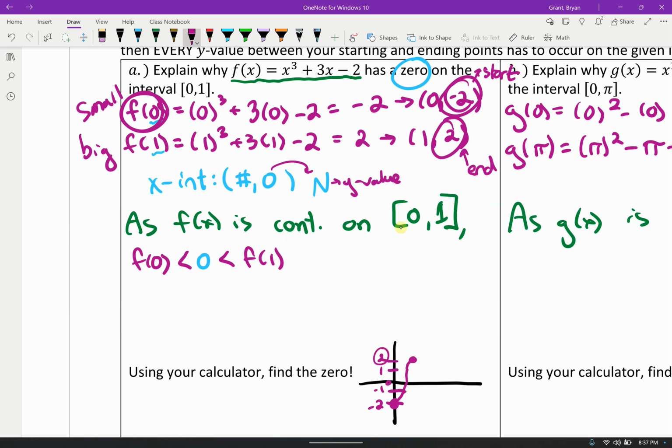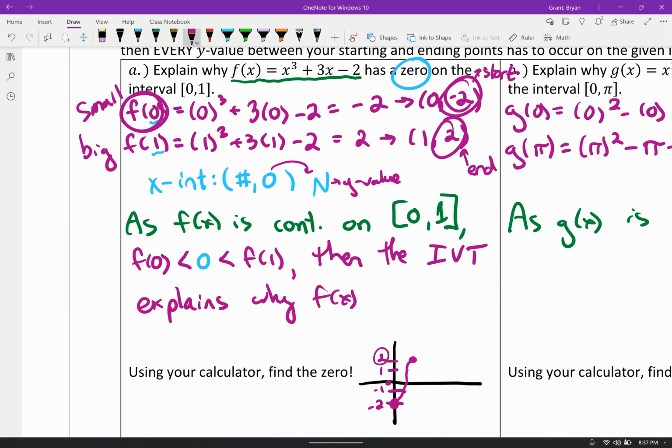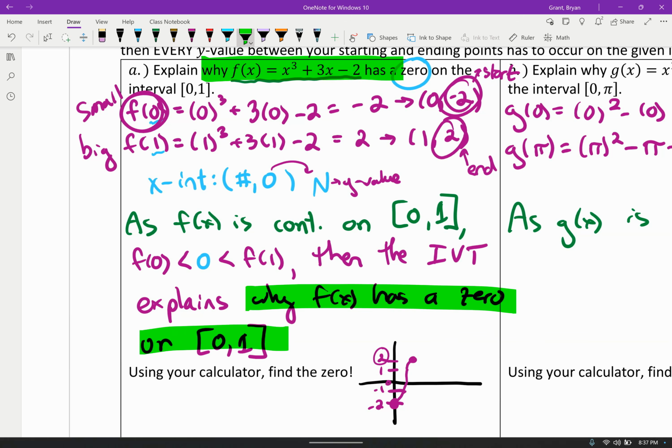So as f is continuous on the closed interval, and 0 is between the endpoints, somewhere between, in this case it's exactly in between, then the IVT, Intermediate Value Theorem, right, explains, or guarantees, we'll spell that one later on, why f of x has a 0 on 0 to 1. And now notice when I wrote this conclusion here, the IVT explains, and then this part right here, I literally just rewrote plus minus a word or two what was in the problem.